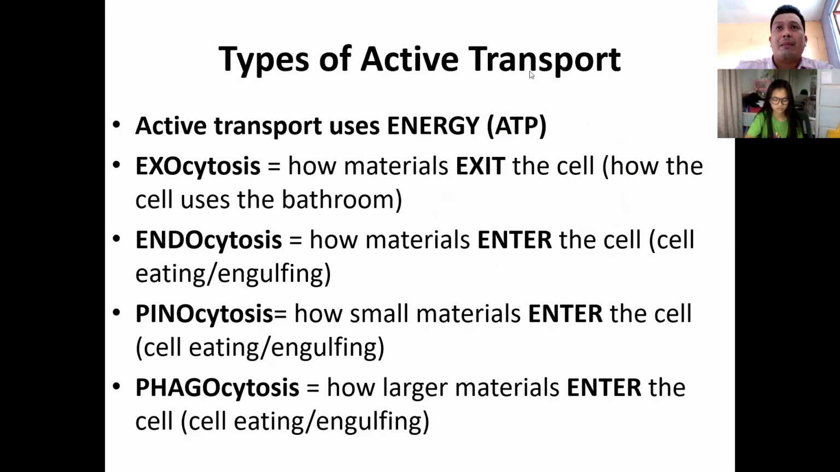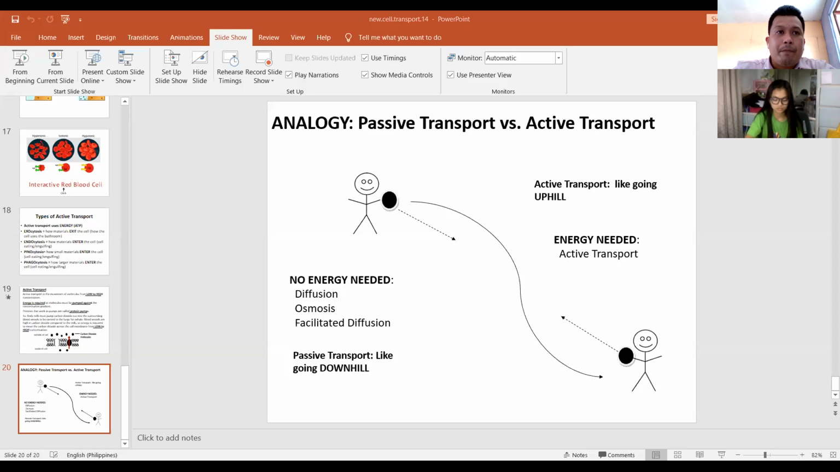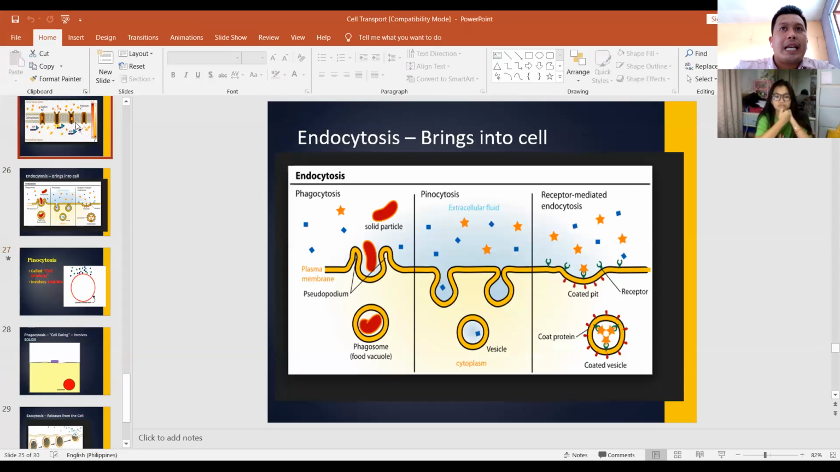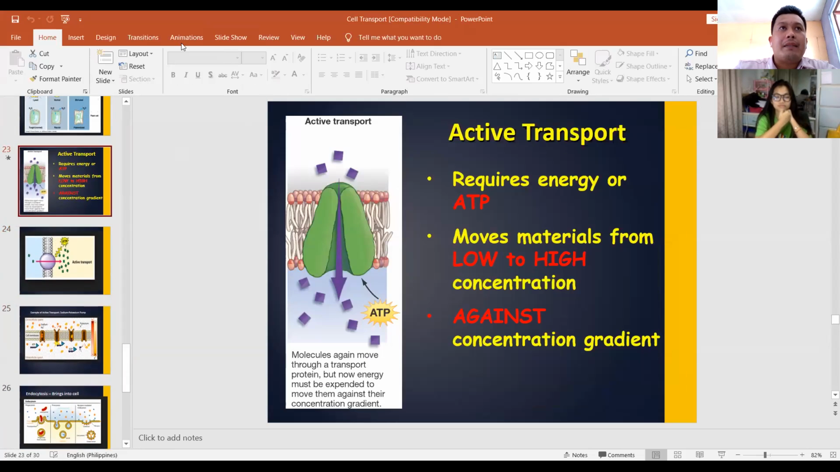I think I have a video here about phagocytosis and pinocytosis. Wait, I have another example here for phago and pinocytosis. This is an example of the difference between pinocytosis and phagocytosis. Okay, for a while, let's start with active transport.